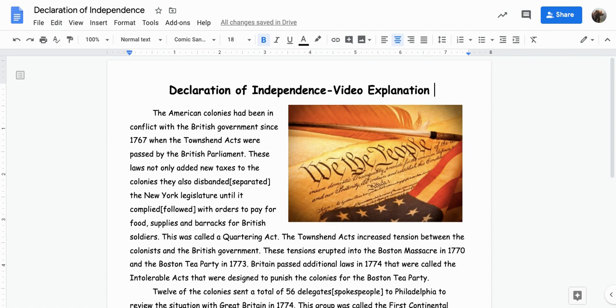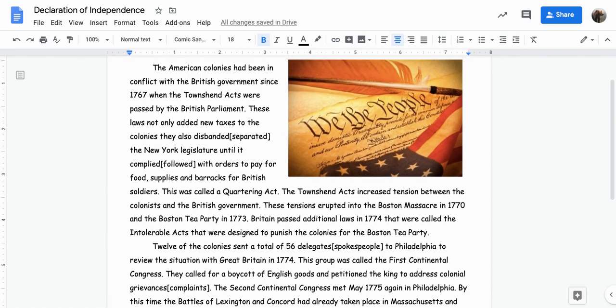These tensions erupted into the Boston Massacre in 1770, something that we have actually had the opportunity to read about already, and the Boston Tea Party in 1773, another thing that we read about. Britain passed additional laws in 1774 called the Intolerable Acts that were designed to punish the colonies for the Boston Tea Party. So that right there is just an overview of why the American colonies were thinking about declaring their independence and wanting to not be a part of British rule, due to all this taxing and the different acts that required them to service British soldiers and the British government.